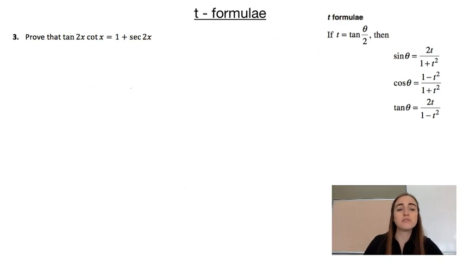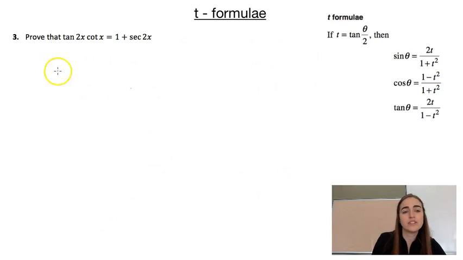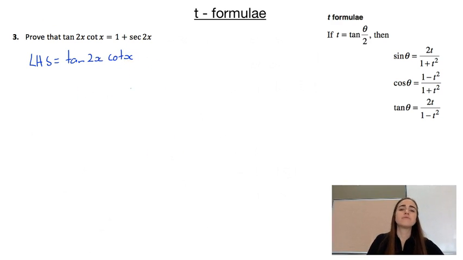Our third example asks us to prove that tan 2x cot x equals 1 plus sec 2x. So we're going to start with that left-hand side again. So the left-hand side is equal to tan 2x cot x. Now this can be proved using our trig identities that we used in mathematics. But when we're using those identities, we often had trouble being able to see what the next step should be and what manipulations you should make to get to where you want to be. So in this example, we're going to go through and solve this using t results, and you can see how it's sometimes a little bit clearer as to what you should be doing.